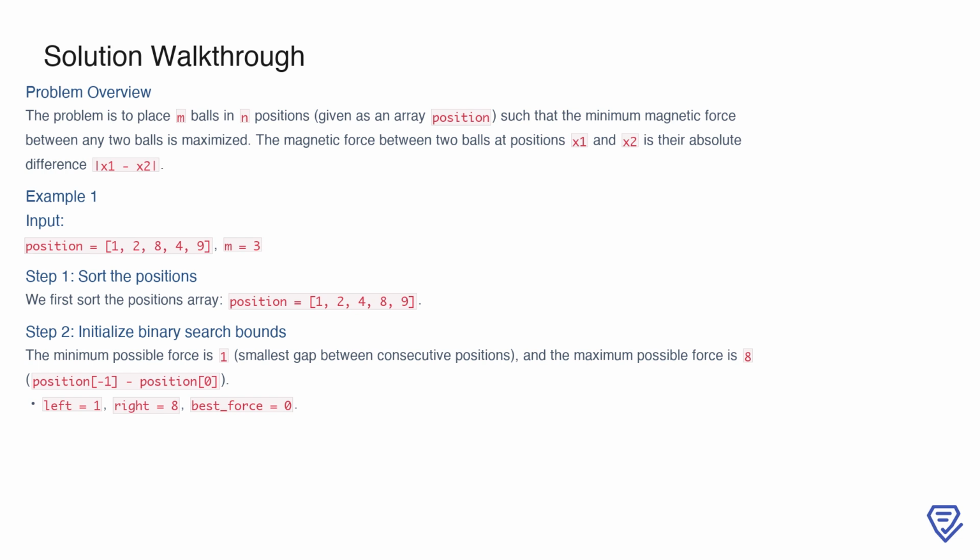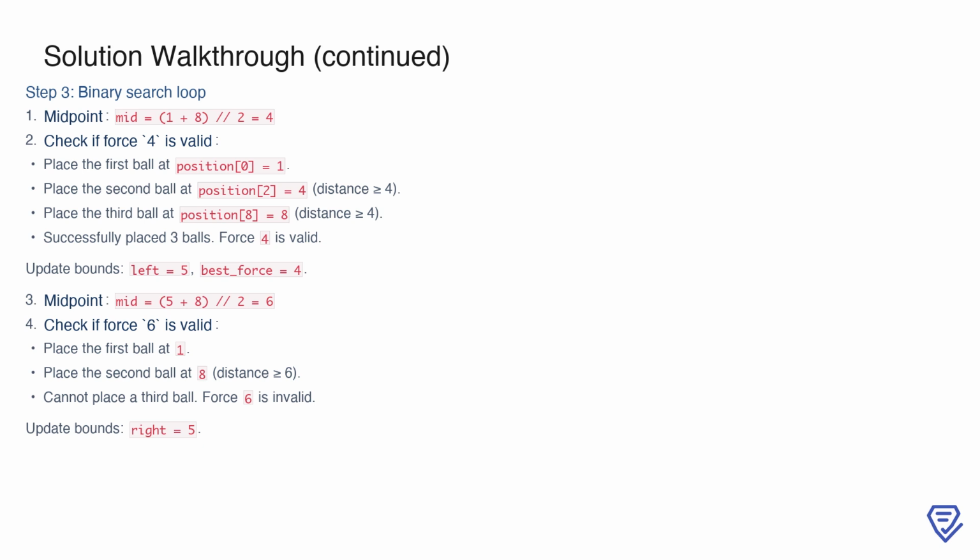Next, we define the bounds for binary search. The minimum possible force is 1, which is the smallest difference between consecutive positions, and the maximum possible force is 8, calculated as the difference between the largest and smallest positions, i.e., position[-1] - position[0]. We initialize left as 1, right as 8, and best_force as 0 to keep track of the largest valid force we find during the process. We now perform a binary search to identify the maximum valid magnetic force. First, we calculate the midpoint of the current bounds, mid equals (1 + 8) // 2 equals 4.